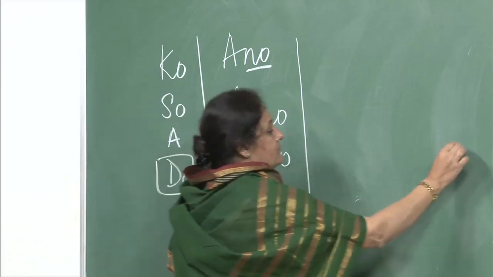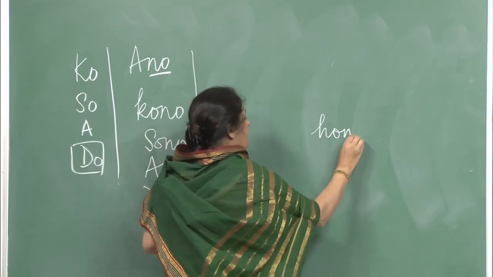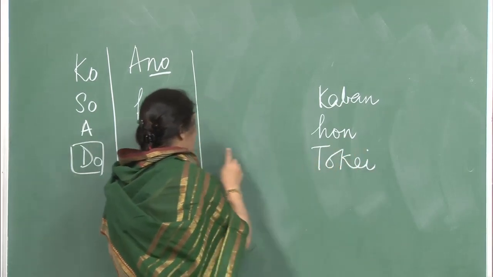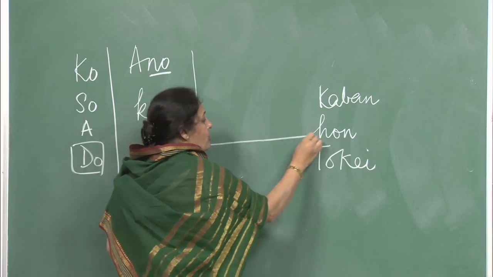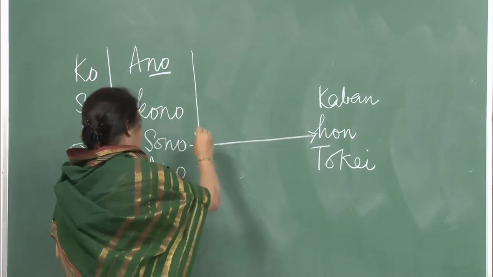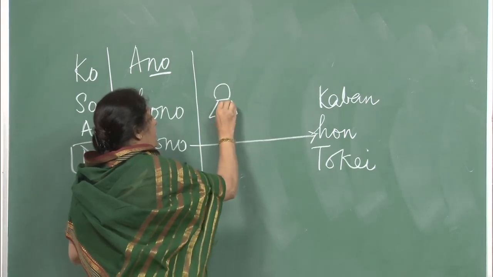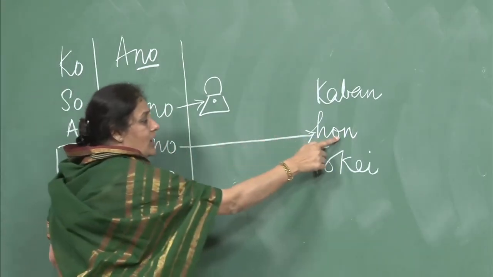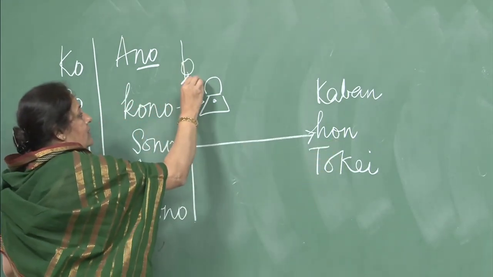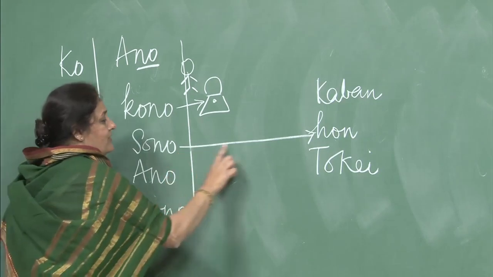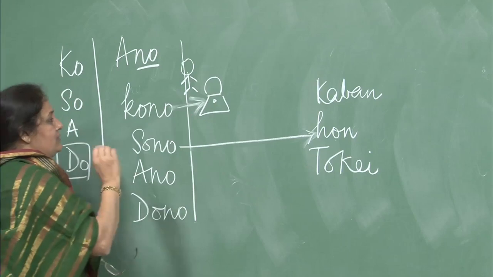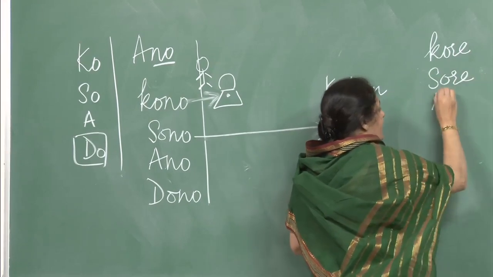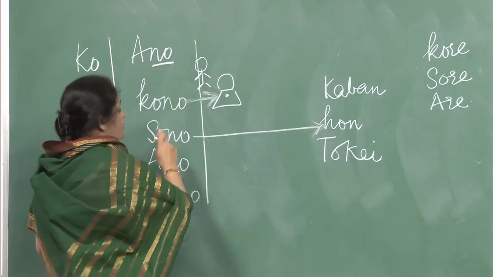For example, hon, kaban, tokei. So you point at the object and you say sono hon, that book. Kono kaban, this kaban over here. Sono kaban over there. This is far away from the speaker. And this is close to the speaker. So similar to kore, sore and are, we use kono, sono and ano.